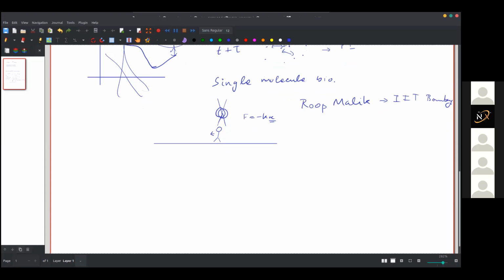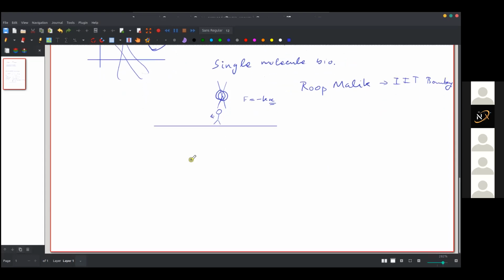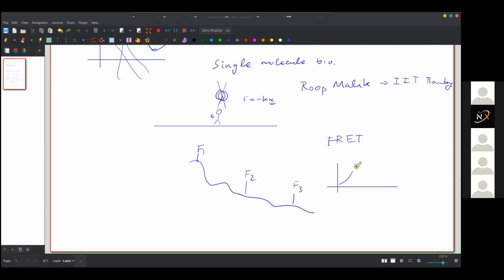And there is another experiment, I think this was a 2016 Science paper. What they did was they took a protein which is unfolded, and they put three fluorophores. Let's call them F1, F2, and F3. What is special about these three is that they show a phenomenon called FRET. The brief idea is that you have a fluorophore which has an absorption spectrum and an emission spectrum. This is for both F1 and F2.